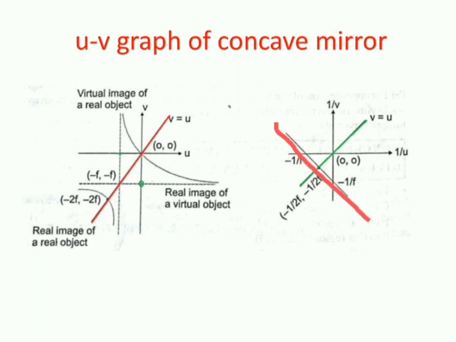Okay, which intersects the axis at minus 1 by f and minus 1 by f. Even in this, if you draw a line V is equal to U, what is the point of intersection? Minus 1 by 2f and minus 1 by 2f. Here the point of intersection is 2f comma 2f. In this case, it is minus 1 by 2f and minus 1 by 2f.